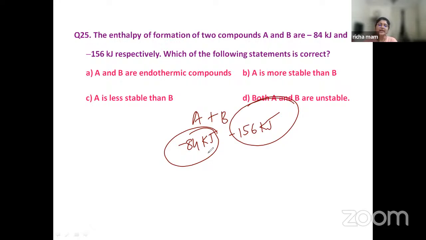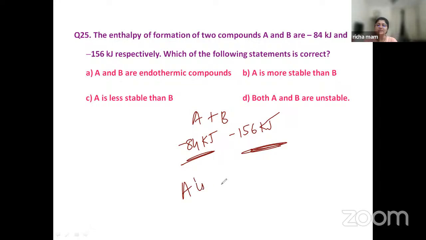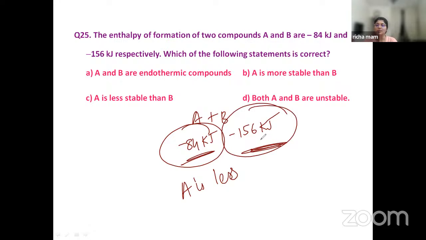You can say that A is less stable because the lesser the energy released in the formation of a compound, the lesser will be its stability. When you compare both enthalpies, minus 84 is less than minus 156. So A is less stable, as compared to the other compound B, A is less stable than B. Option number C is the right answer.